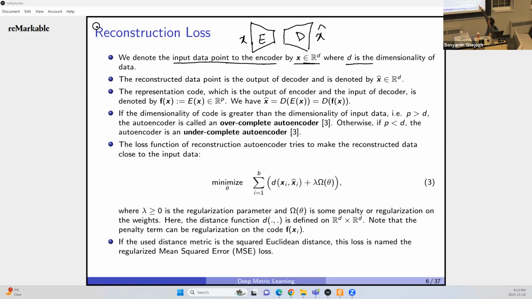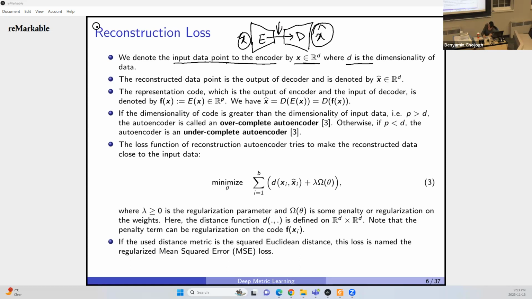X hat needs to be as close as possible to x. Hence, this autoencoder is called reconstruction autoencoder. It needs to reconstruct x as its output. And here I have the latent space. As you see, the latent space here is a compressed version. That's why finding x hat from x is hard. Why? Because it needs to pass through some compressed bottleneck. Do you see that?